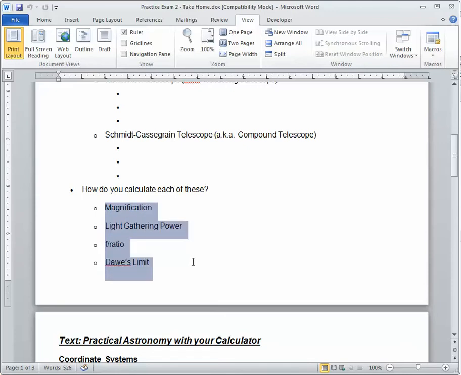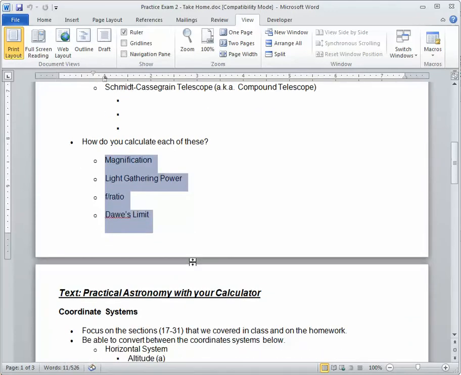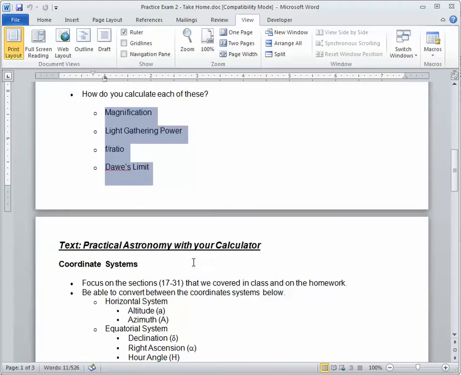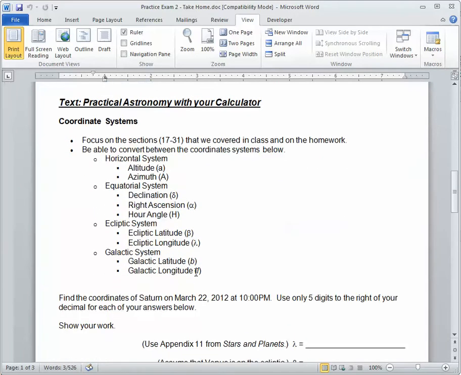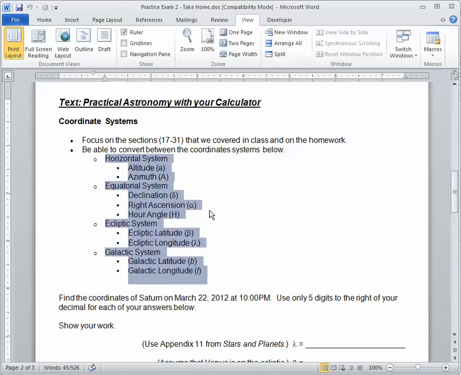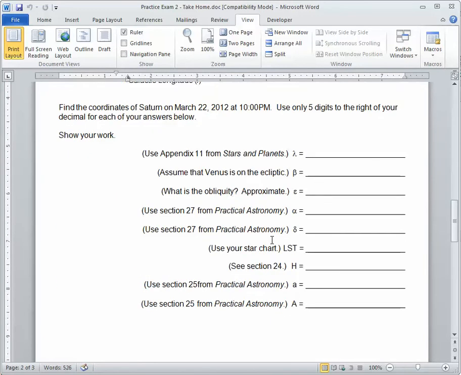And make sure you know how to use the equations for these telescope parameters: magnification, light gathering power, focal ratio, and Dawes limit. This last one here is also known as resolving power. Then there are some calculations, as we've been working on these the last couple of weeks, from one coordinate system to another, like horizontal to equatorial and vice versa. So I just wanted to show you a couple of the examples and how they work out. This is the one on page 2 of practice exam number 2.